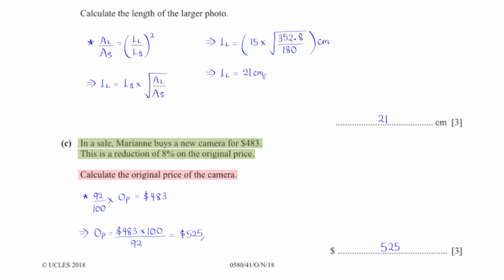Since the sale price is an 8% reduction on the original price, we subtract 8% from 100%, which gives us 92%. So we have 92% of the original price equals $483. When we make the original price the subject of the equation, this is what we have, which is equal to $525.